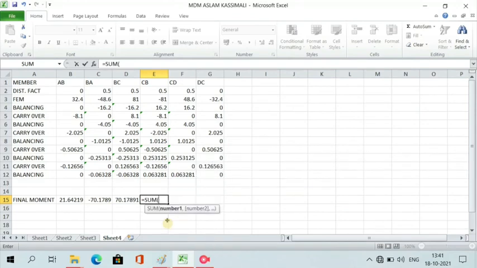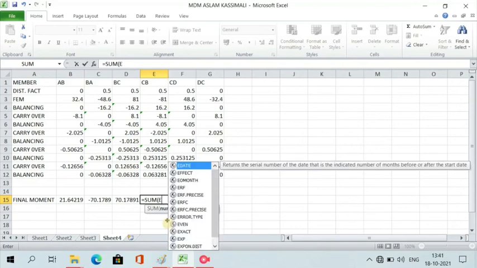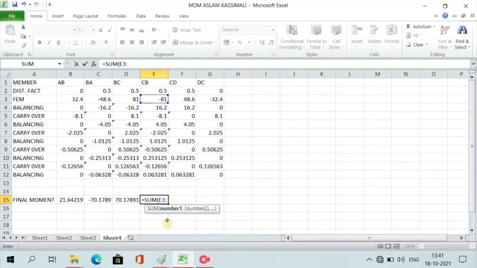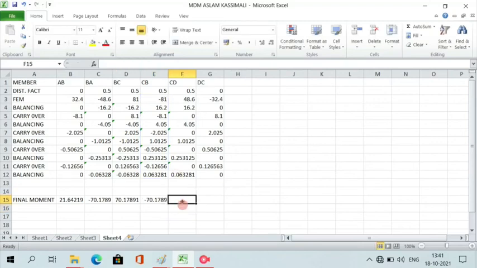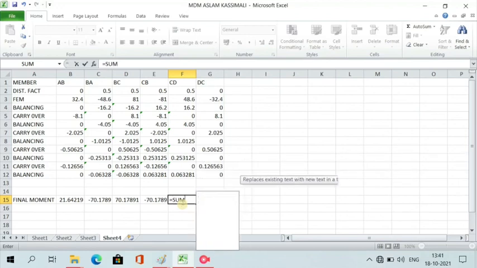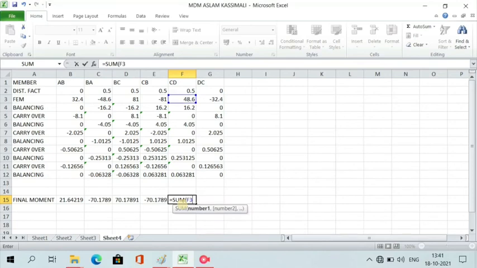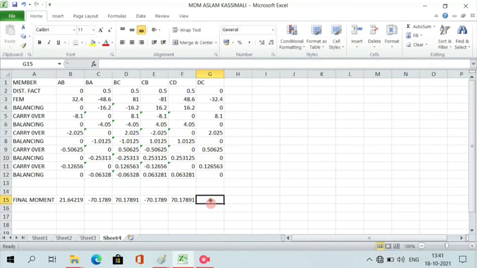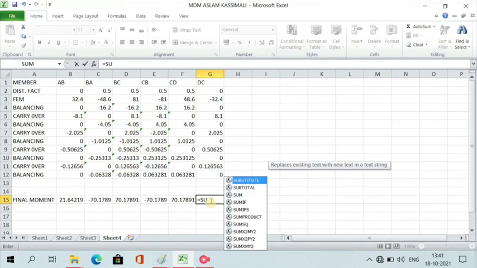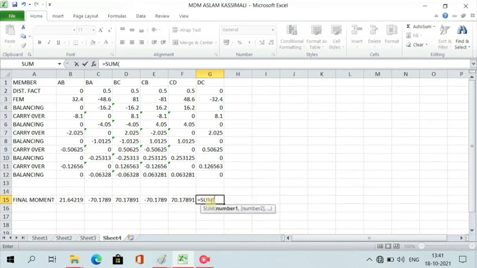For this column also we have to do equal to sum, bracket open, E3 to E12, bracket close, press enter. For the F column also we do the same way, equal to sum, now F3 to F12, bracket close, press enter. Equal to sum, bracket open, D3 to D12.